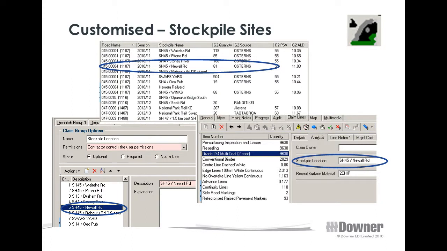So this is the stockpile site. We've got this set up in the asset register, and even though the majority of the setup is standard across the contracts that we're using it in, it has to be customised for the specific clients to reflect the source of the material that's available. And in this case, we're recording that information in here, plus the size of the chip and other specific detail, like the PSV and ALD for each of the chips. And we're then using this information back in our job management system.